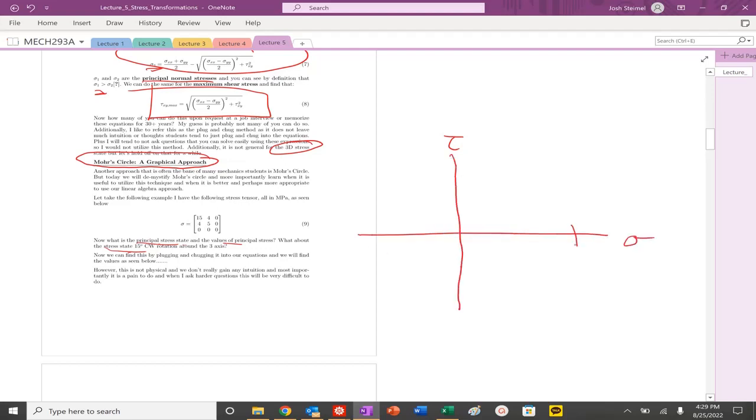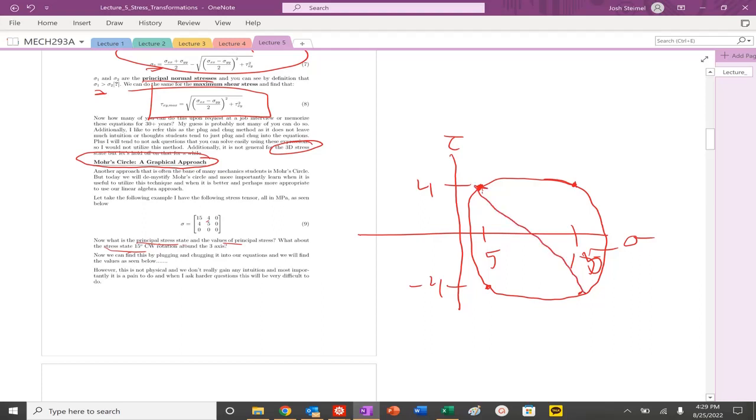So I have 15. I have 5 here. And I've got, again, 4 and -4 because of circular symmetry. So I'm going to have a point right here, a point right here, a point right here, and a point right here. So remember, these are my y values. My circle has to go through these points. And I'm going to draw my line from this low value of normal stress down to the high value right here. And this is going to be my 2 theta.